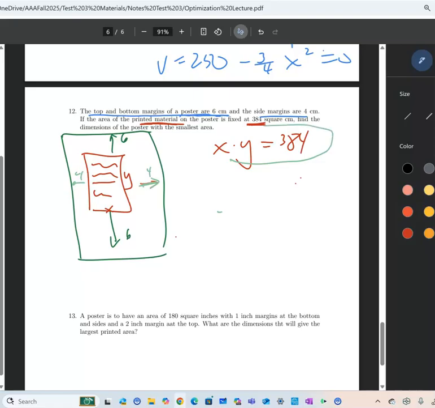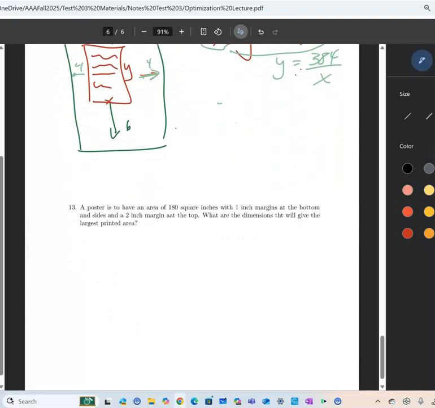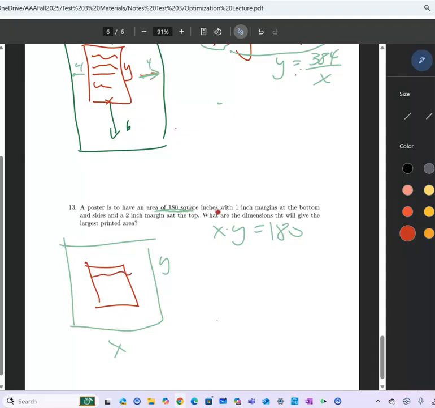So notice how I made the constraint a really easy thing. Hasn't it been nice to have this be easy to substitute in? So I want you to keep that in mind. So if I look forward to this one, the whole area of this poster is supposed to be 180 inches. So this whole thing, x times y, is 180. And then they give us the margins. And then they want to minimize or maximize this area. So keep the constraint a nice, easy thing to use to substitute.